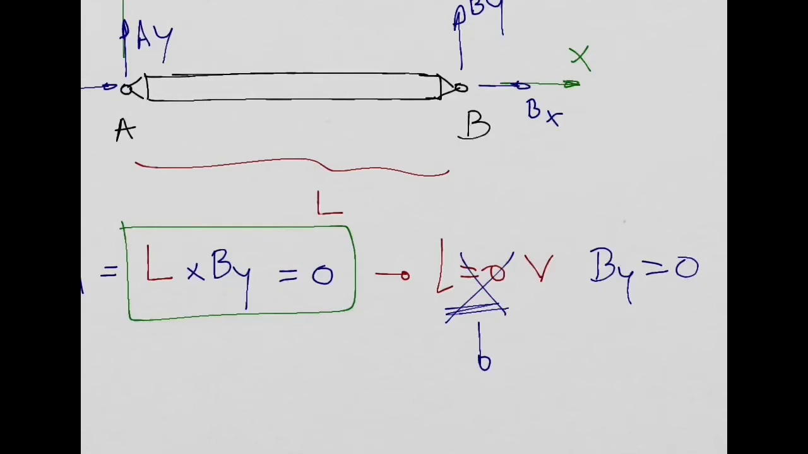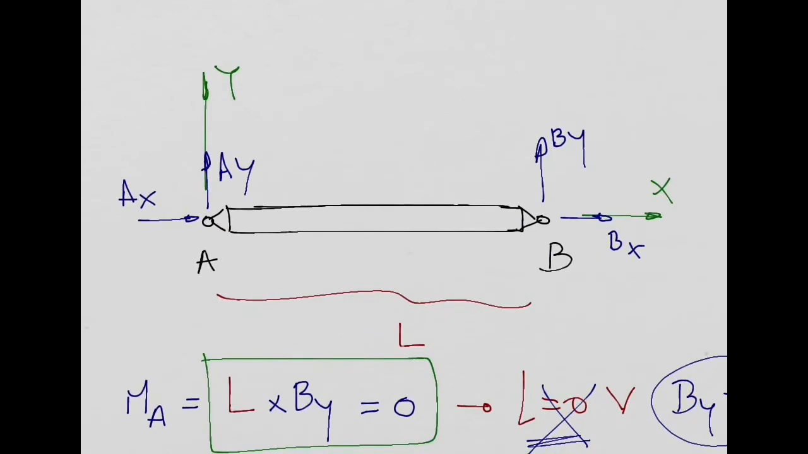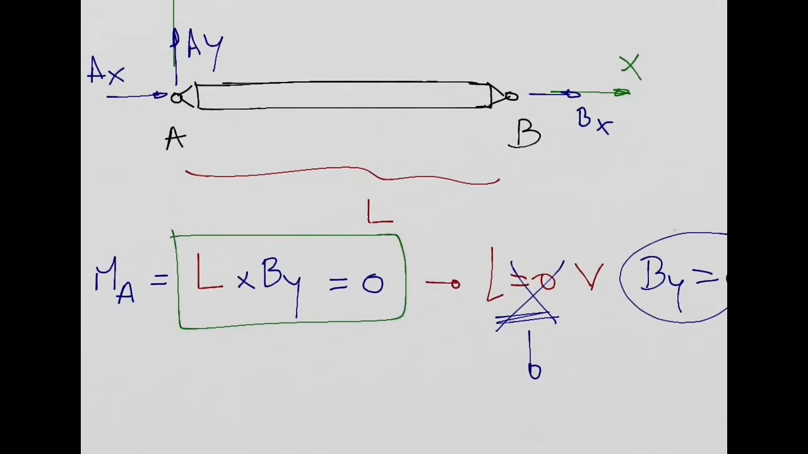So, in order for this strut to be in equilibrium, what needs to happen here? By equal to 0. So this means what? There is no reaction for a strut in these conditions. Only for a strut in these conditions, we cannot have a By reaction, a reaction in the perpendicular direction to the strut. Right? You all understand why, right? I show you here why.